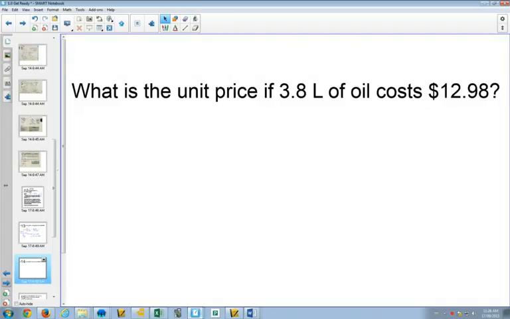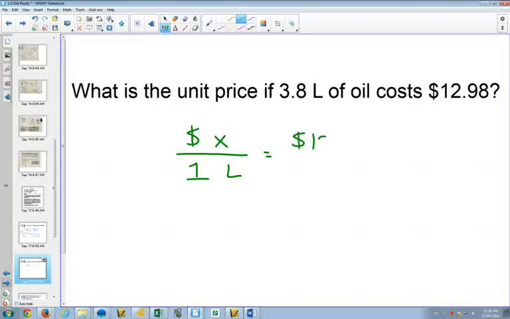So what unit cost do we want to find? Price per liter. We want to know how much it costs per 1 liter. And what do we know? Should we round to 12.98? No, we'll keep it as $12.98. We know that $12.98 buys us 3.8 liters.